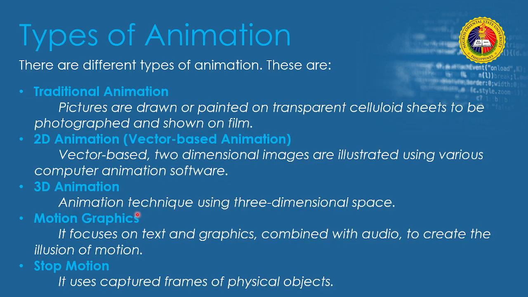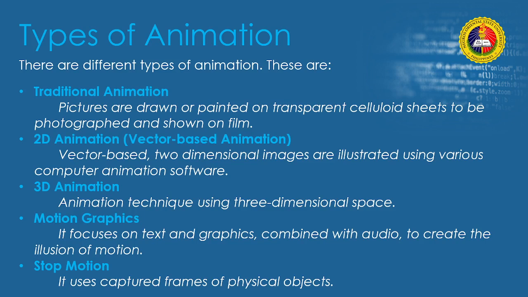And then there are five types of animation that we are going to discuss throughout the course. The first one is traditional animation. Pictures are drawn or painted on transparent celluloid sheets to be photographed and shown on film. Just like what we discussed a while ago, each of the pictures is drawn separately, and then they are combined together to produce a sequence of actions that will depict motion. It looks like it moves, but in reality, they are just pictures being played successively.